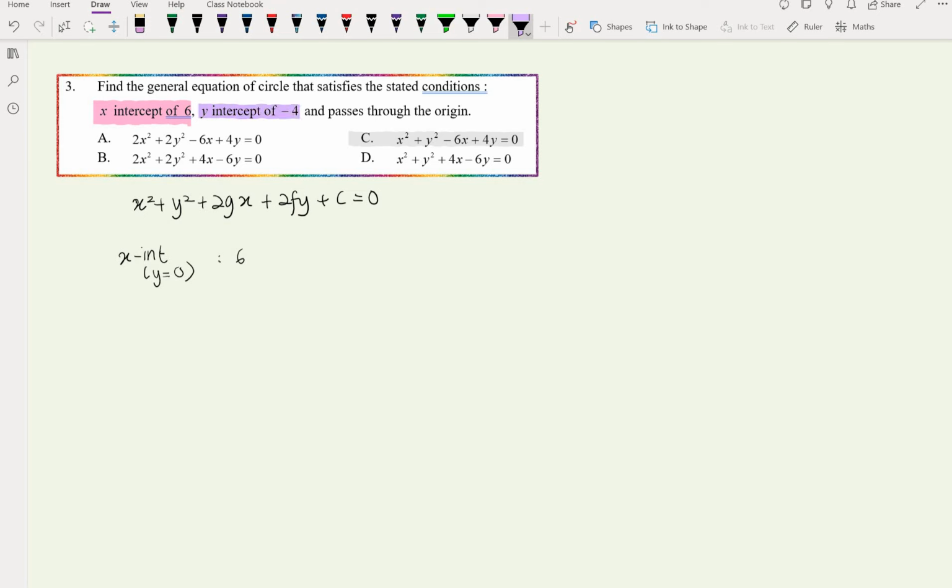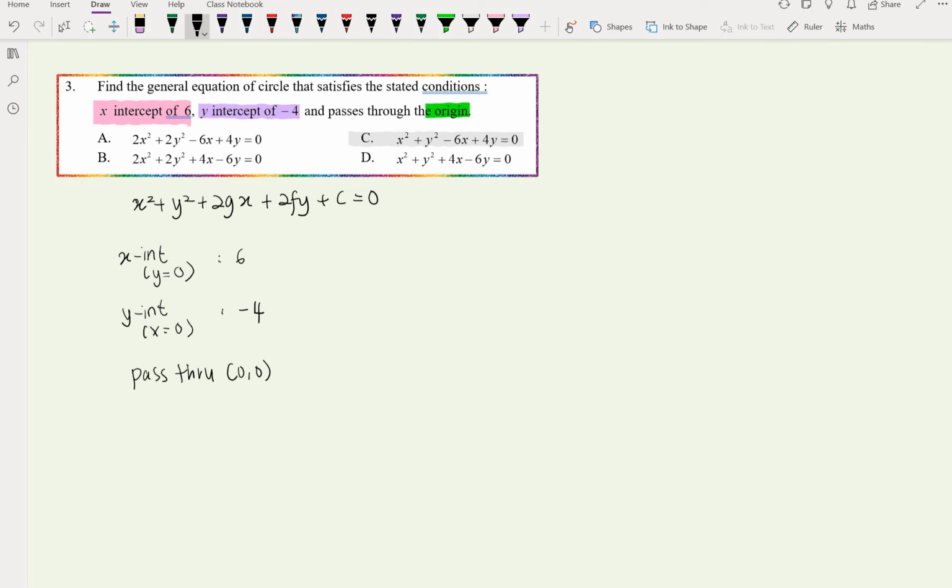Next kita ada y-intercept of negative 4. So daripada situ we should know that y-intercept is when x is always equal to 0. So, kita dapat nilainya negatif 4. And we know that this circle is going to pass through my origin. So, origin adalah titik 0, 0.